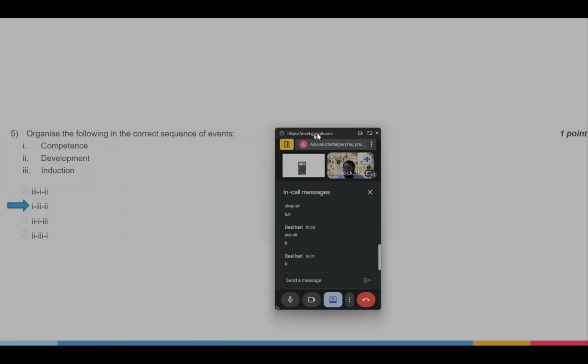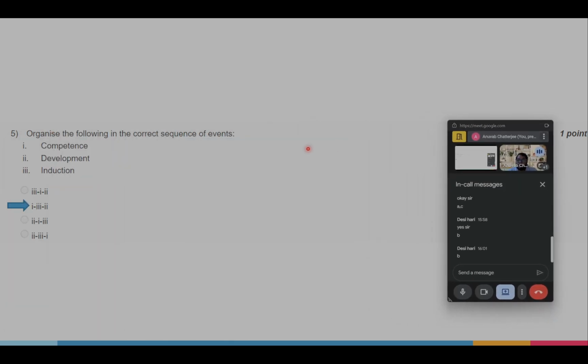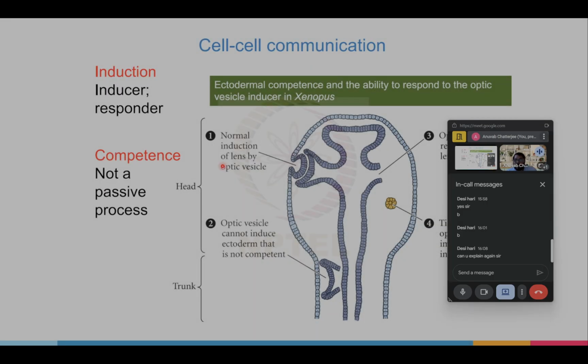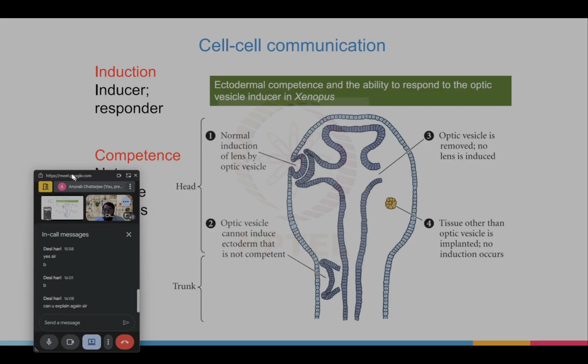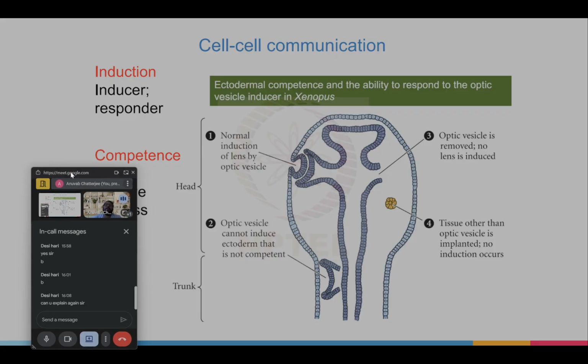So going back to the question, what is the order of the sequence of events: competence, development, and induction? The order is that competence comes first, because if the overlying surface ectoderm is not competent, I can explain again. Okay, we go back. So competence and induction. I will give you an example. It is like someone throwing a ball and you catching it.